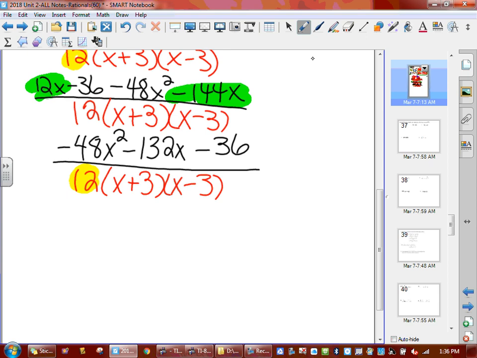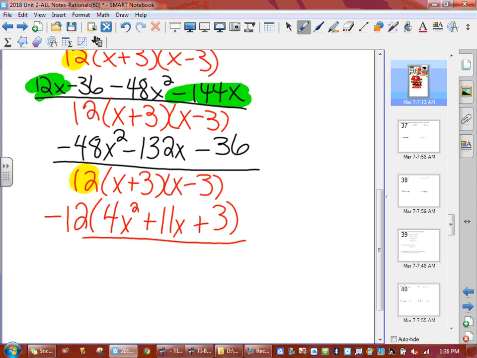So we're going to take out a negative 12. Why would we take out a negative 12 instead of positive 12? Because they're all negative, and that's a rule, guys. If they're all negative, you divide the negative out. So we're dividing negative 12 out at the top. We're going to get 4x squared plus 11x plus 3. They all turn positive. And then on the bottom, 12, x plus 3, x minus 3.